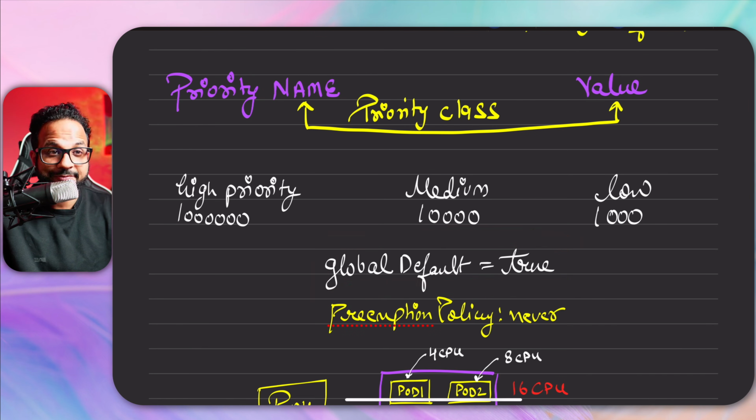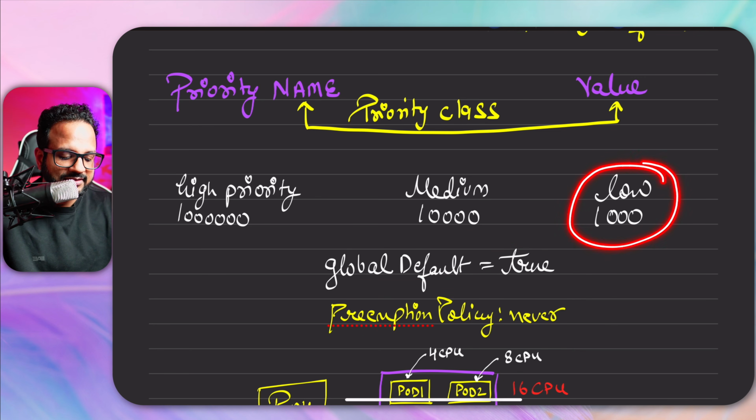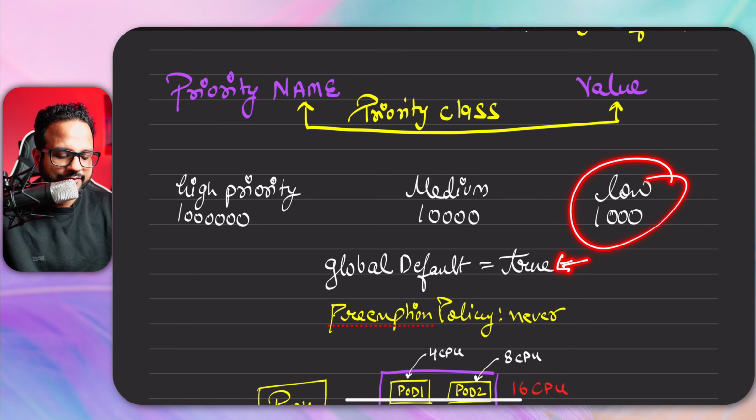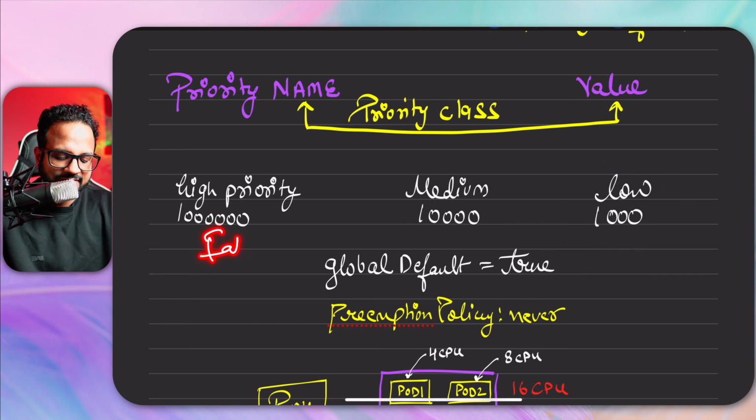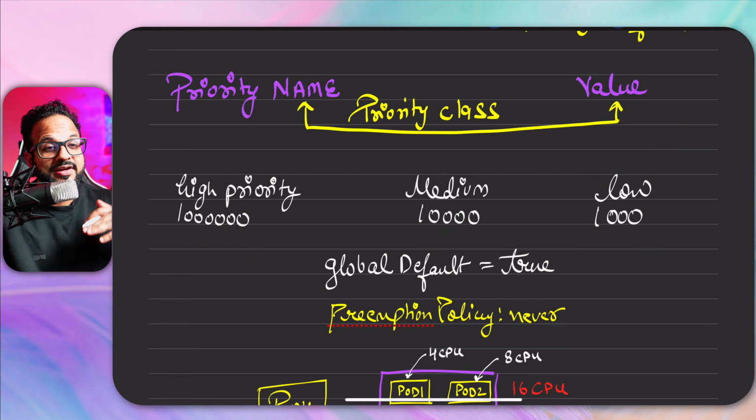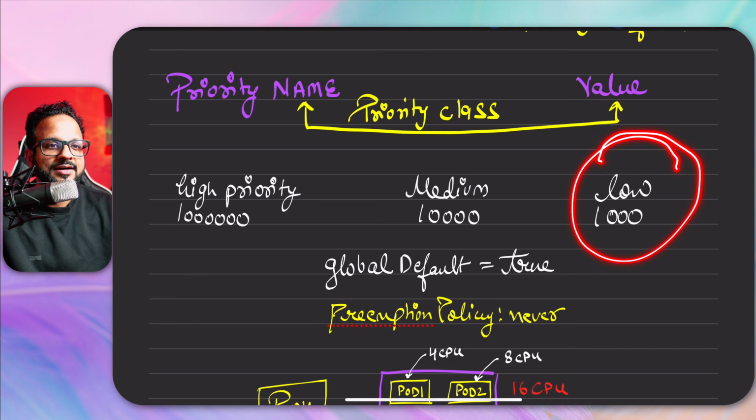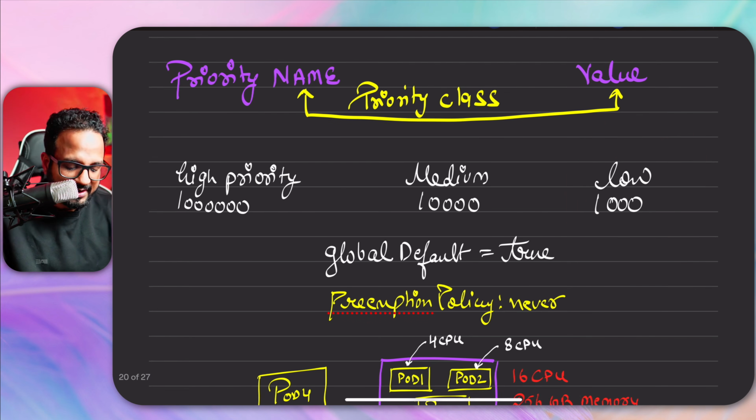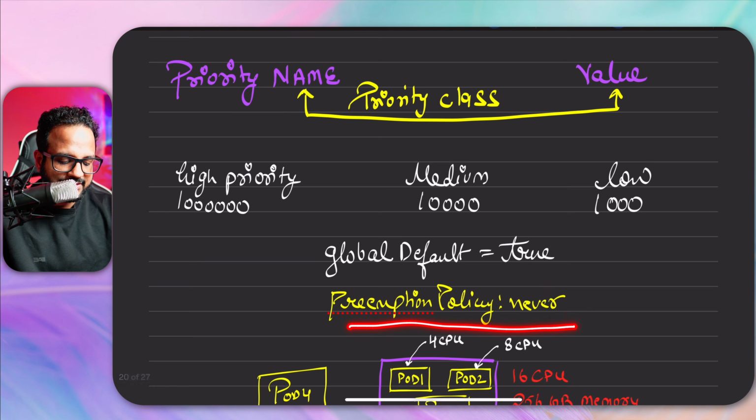global default, meaning, is it the default priority for every pod that gets created without a priority class? So let's say the lowest priority class will have global default true. For these two, the value will be set as false. That means this priority class is the default one, and these two are the non-default ones. So if you create a pod without specifying a priority class, it will by default get the low priority class. It also has a field such as preemption policy.